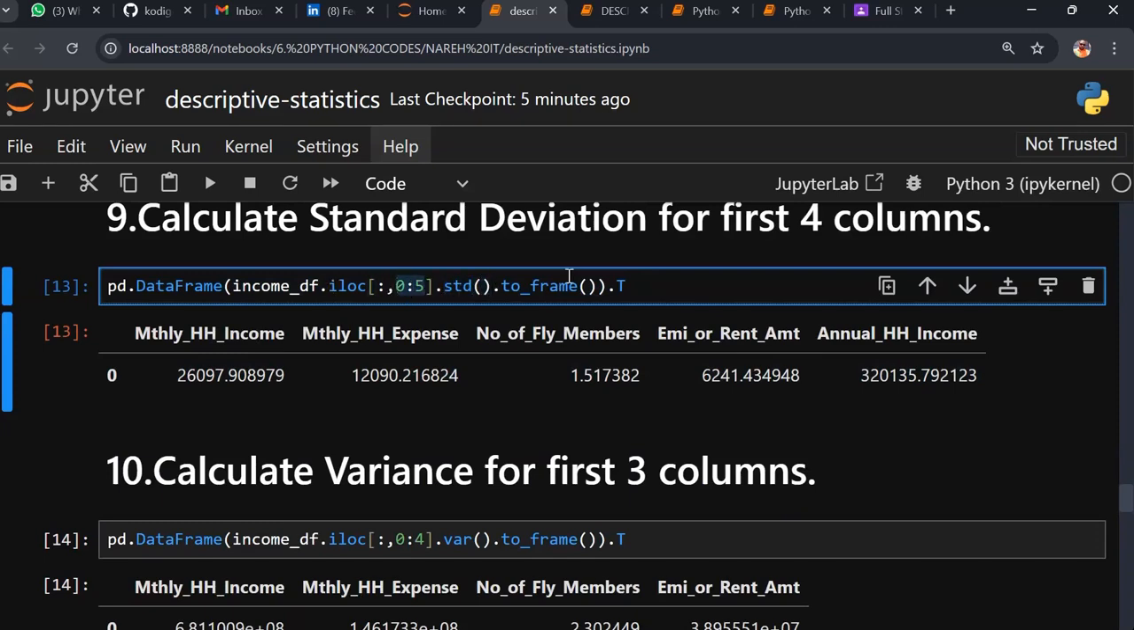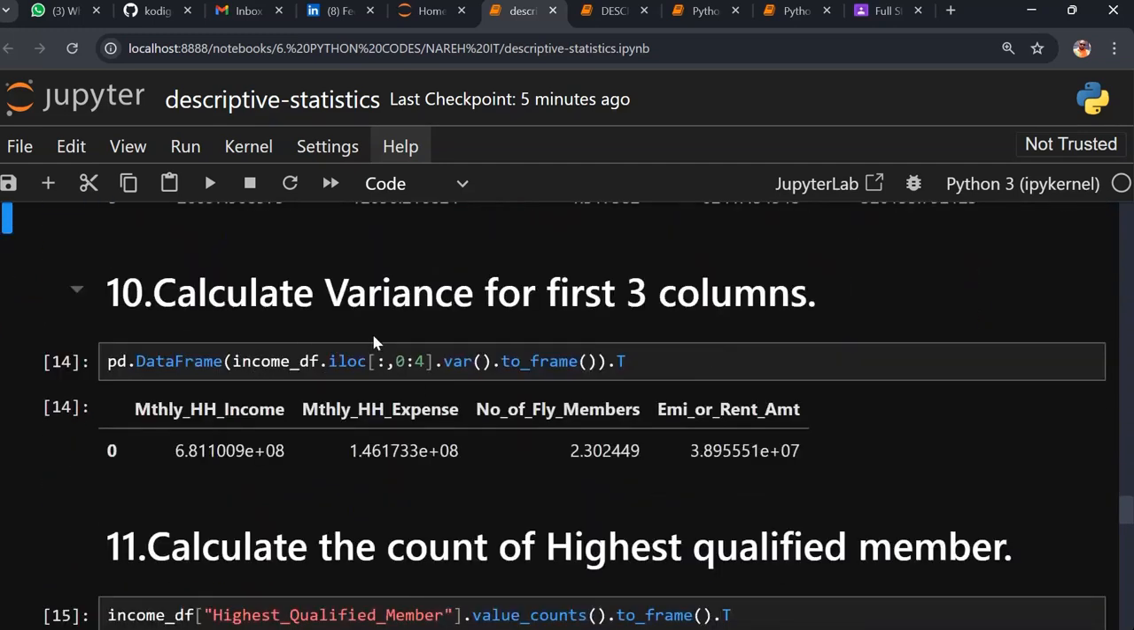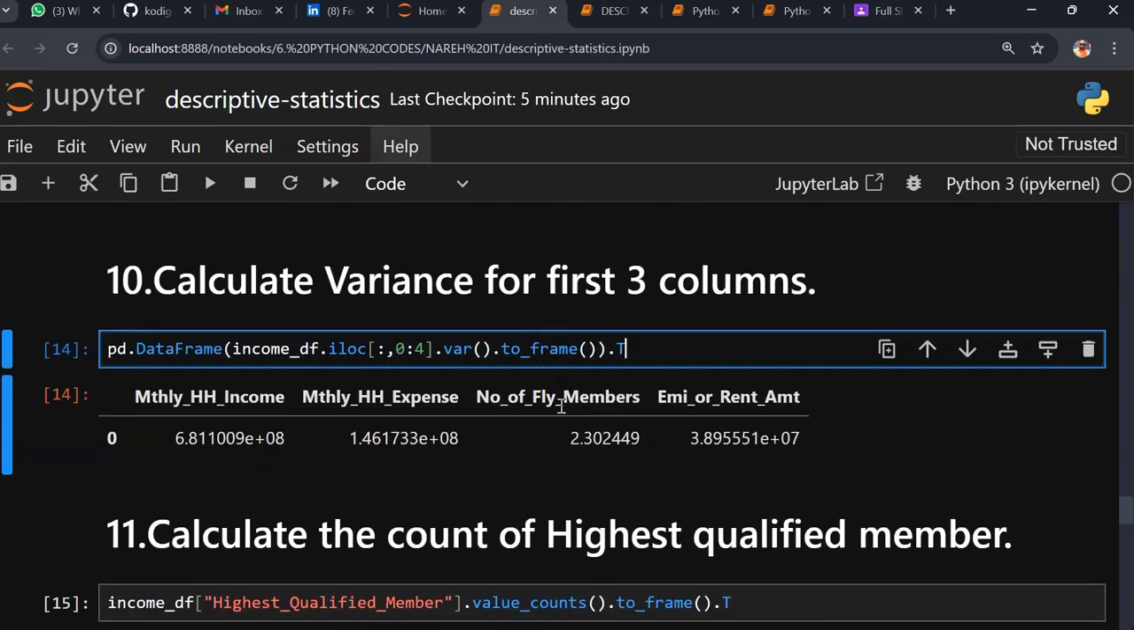You know what is iloc and loc? Index locations, guys. iloc, we already did practical in the Kaggle workshop long ago. So yeah, indexes, that's right. Calculate variance of first three columns. See, there is no if, else, loop, nothing. Everything comes under pandas functionality. Very powerful is pandas for statistics and data analysis as well.